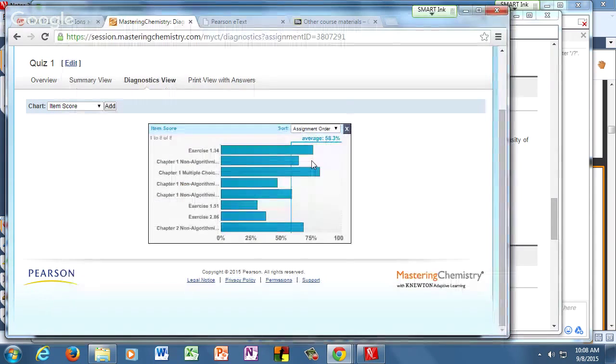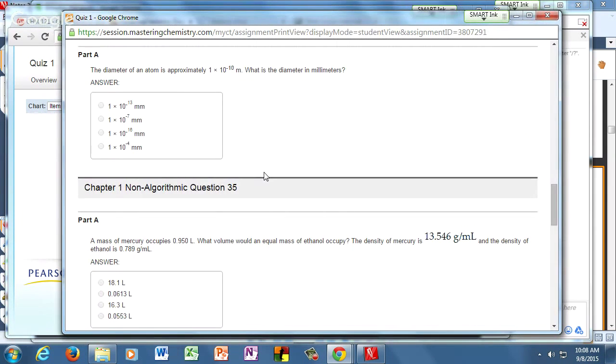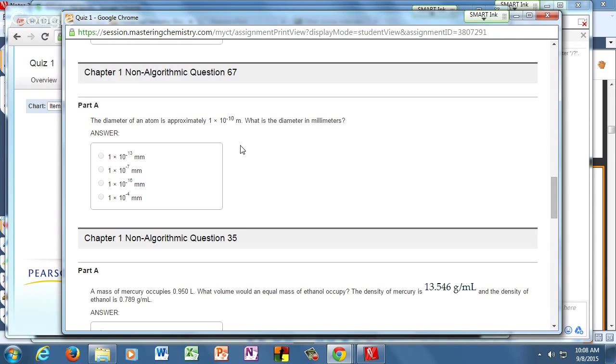Okay, this is the second one. This one went a little bit better. So what did you guys put for this one that was wrong a lot? Anybody want to admit it? This one. What was the most common?